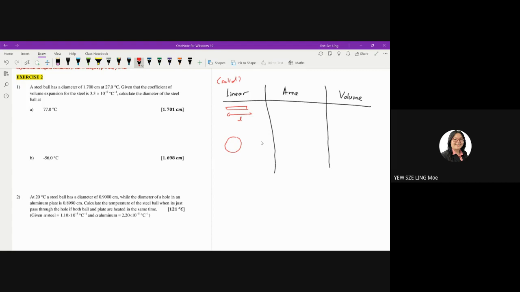In terms of linear expansion, we can check the diameter. The diameter is also a form of linear expansion.